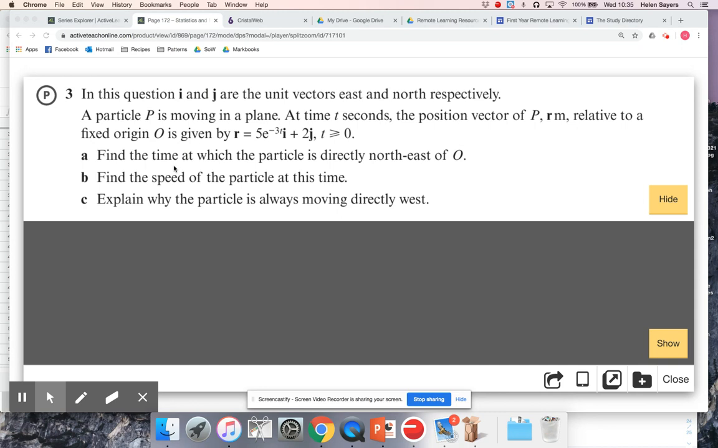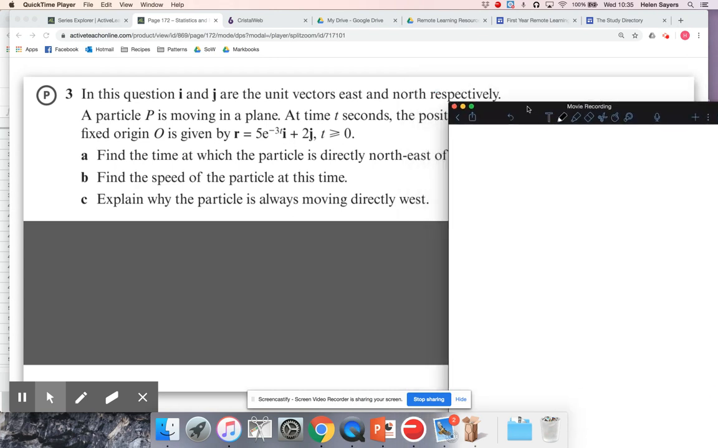Okay, but so let's have a think. So actually, I don't need to differentiate for part A. So part A is asking me the time at which the particle is directly northeast of the origin. Okay, so they're asking me about its position. So as I said, I don't want to differentiate. I actually want to use the position vector. So let's have a think about what they're talking about.